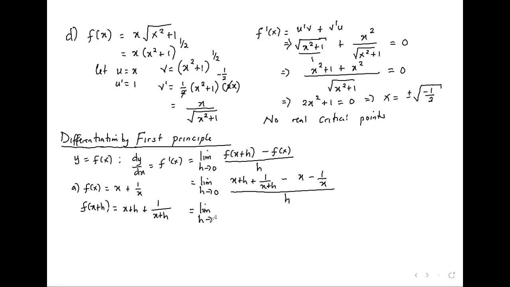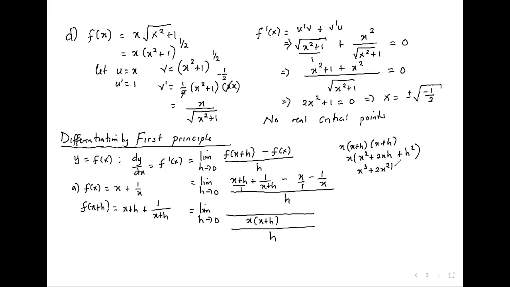It becomes the limit as h goes to 0. The common denominator, I know this is 1, that is 1. So the common denominator is going to be x multiplied by x plus h, of course, over h here. So when you divide 1 into x plus h, we get the whole thing. Then we multiply by x plus h up there. So we're doing x plus h multiplied by x multiplied by x plus h. So this is x multiplied by x squared plus 2xh plus h squared. So that we get x cubed plus 2x squared h plus x h squared. Then pick that and substitute here.